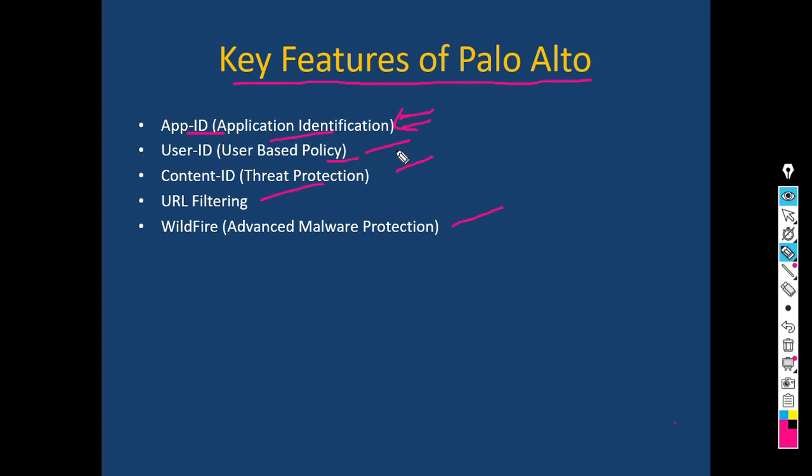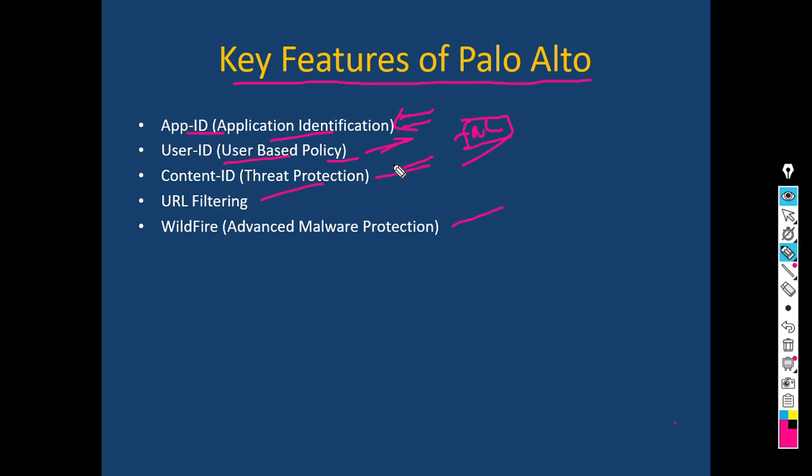User-ID is again where we can provide access on the basis of user. Let's suppose we have 1000 users and we want to give 10 of the users access to facebook.com. We can do that on the basis of User-ID. So these are the features, basically.